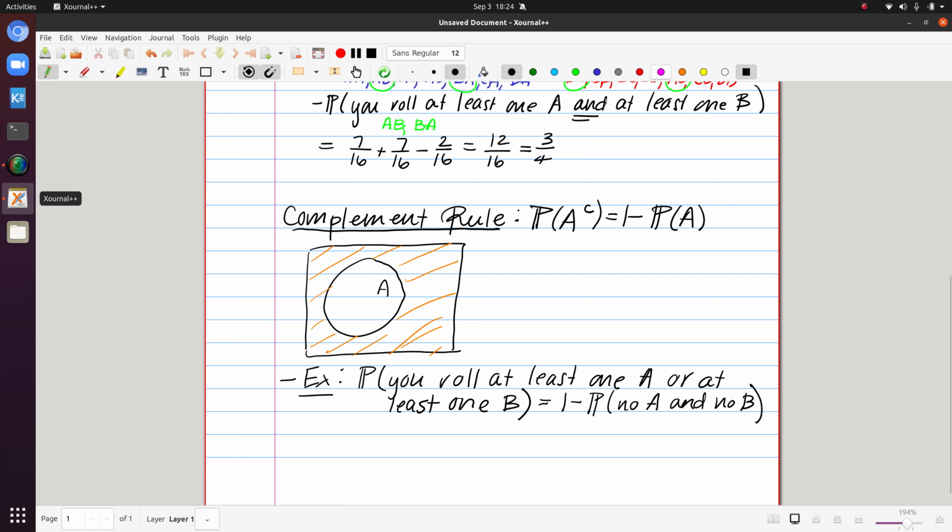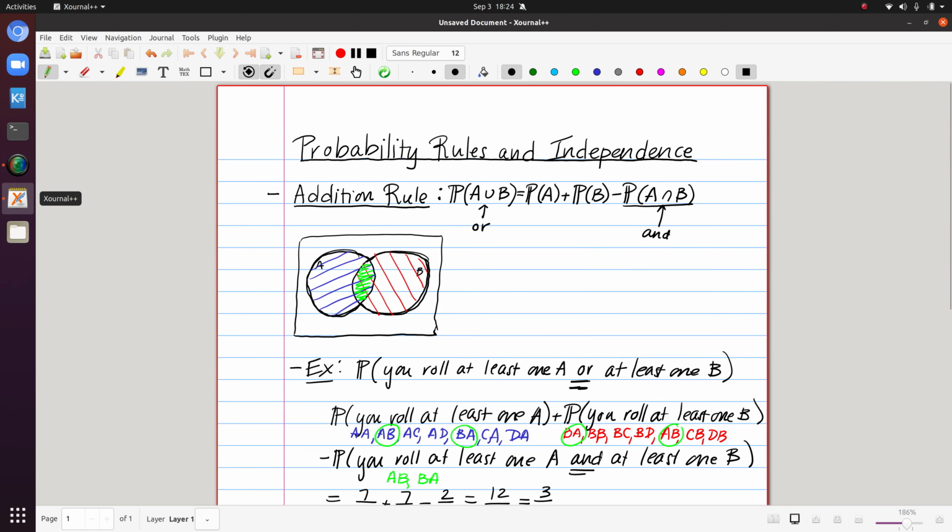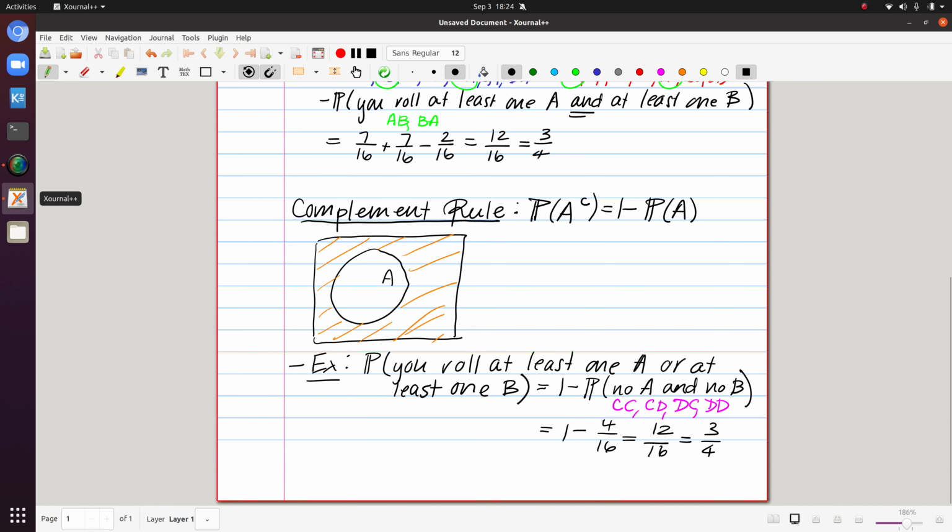And this is a little bit easier to envision because we just think of the only events that have no A and no B, and there's only 4 of those. So if we think about our sample space, we would have those. And again, we get the same numerical answer, 1 minus 4 out of 16, and we get our 3/4. So those are going to be 2 rules that we can rely on to help us compute probability.